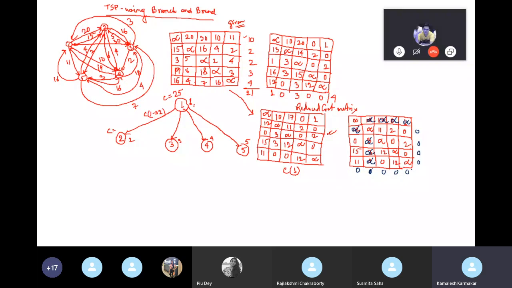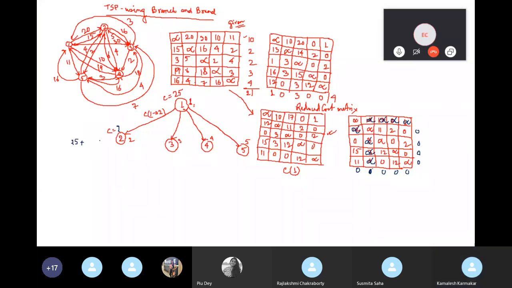Now, what will be the cost of this one? We have to calculate this cost. The cost of this node is basically the cost we have derived from the parent. The cost we have derived from the parent is 25.